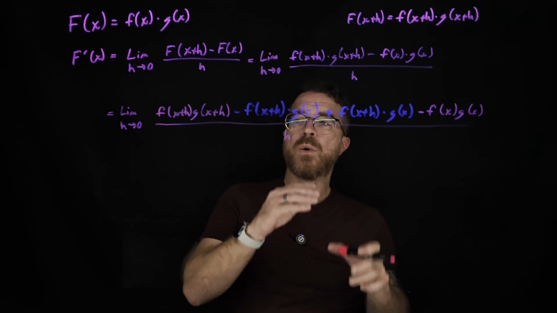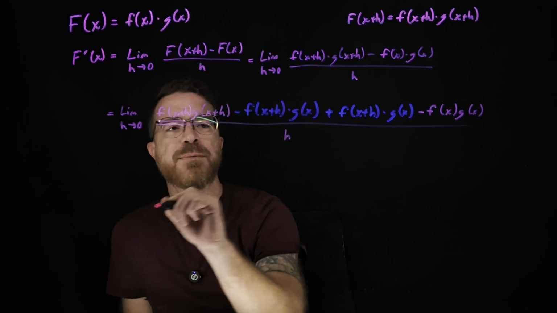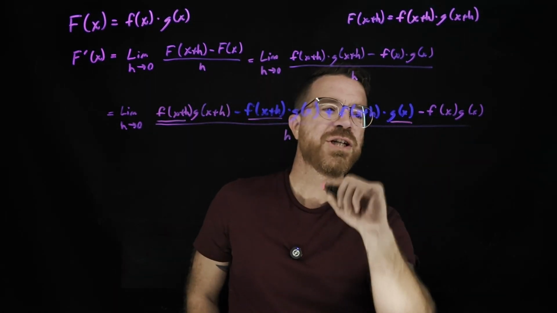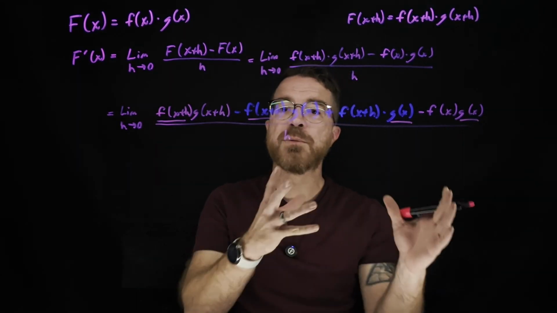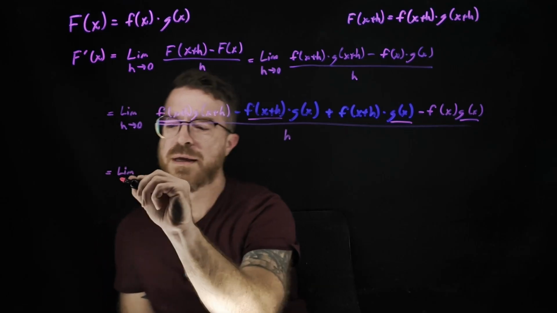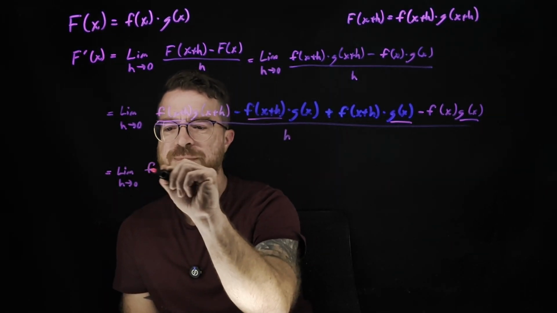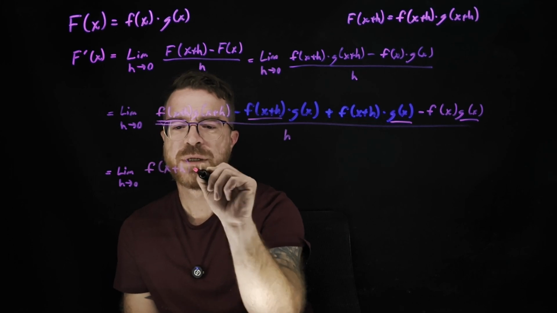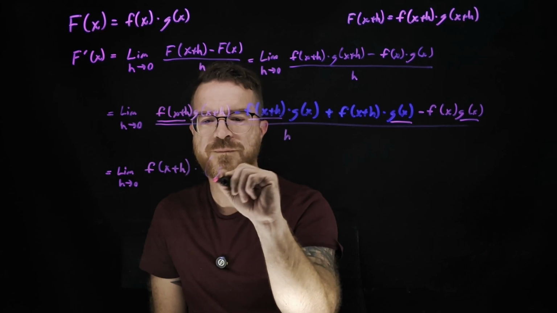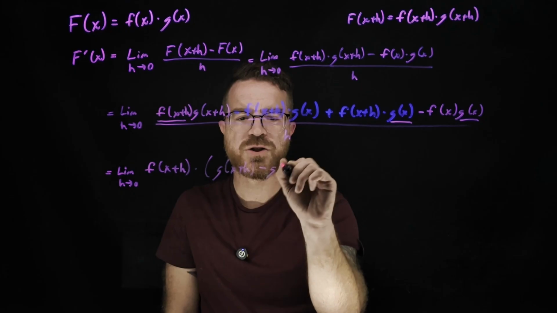Okay, so you might now wonder, why did I do this? Well, it's because if I look at these two terms, I have f of x plus h and f of x plus h. If I look at these two terms, I have g of x and g of x. So what I'm going to do is pull those out, and this is going to become the limit as h goes to 0, pull out the f of x plus h, times g of x plus h minus g of x.